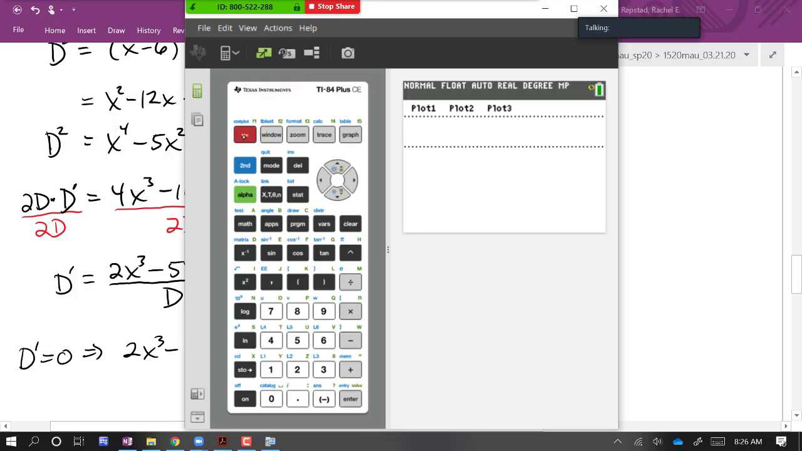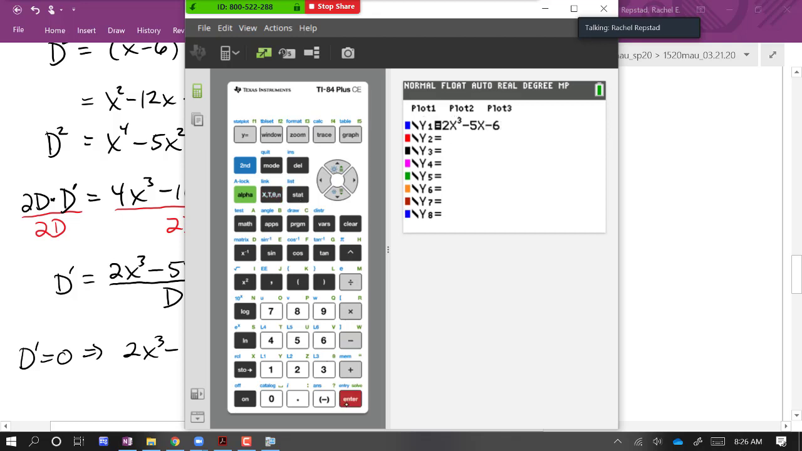Okay, so I am going to put in that expression, 2x cubed minus 5x minus 6. Now I want to know where that's 0, so I'm going to look at the graph and then have it find the zeros for me. And an added bonus is when we graph it, we'll also be able to use the graph to confirm that we found a minimum or maximum.